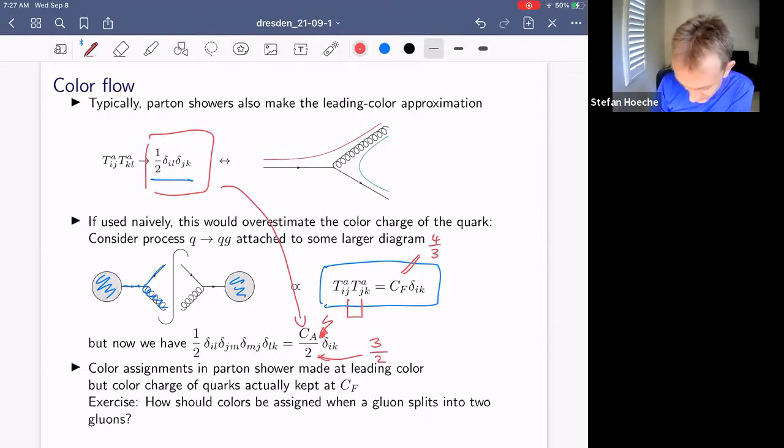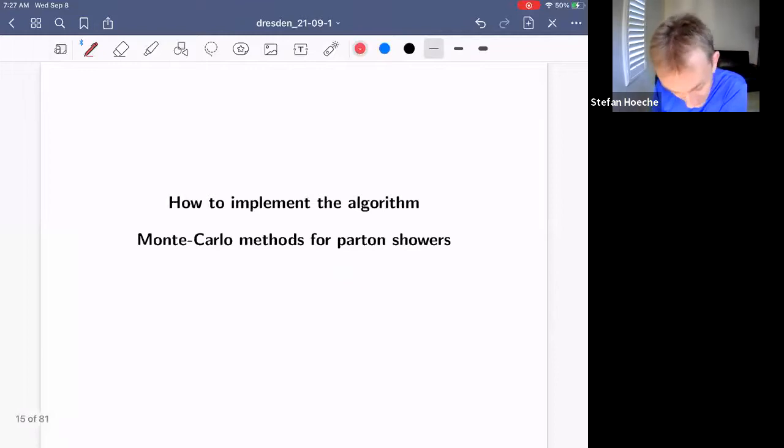So what we actually do in the parton shower is we treat the color flow at leading color, but the color charge of the quarks is actually kept at CF, because otherwise we would radiate just way too many gluons. As your next exercise is the question, what would this look like for gluons, or what would the gluon color assignment be? A great point to discuss during the recitation.